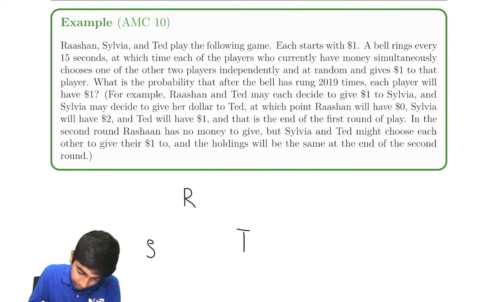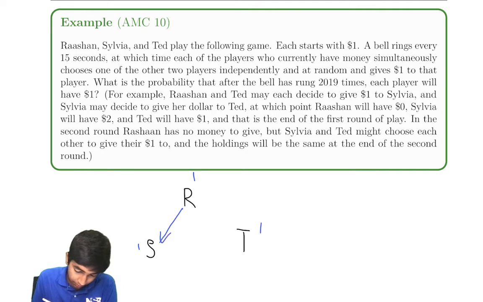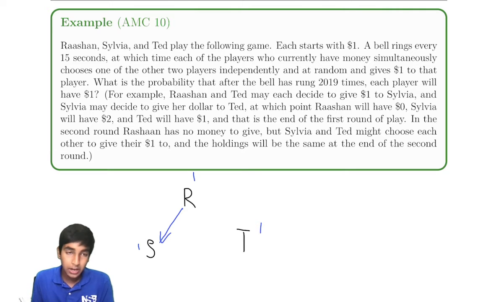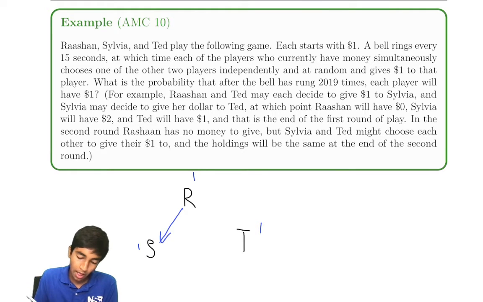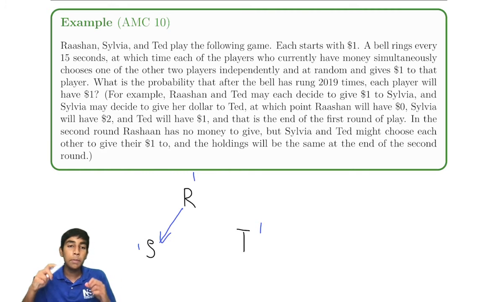So Rashawn and Ted, they all have $1. Rashawn will give $1 to Sylvia, and Sylvia may decide to give $1 to Ted. That is the end of the first round of play. So they're just saying that after we give money, now one person has 2, one person has 1, and one person has 0. In the second round, only the people who have money, so 2 and 1, would give next.